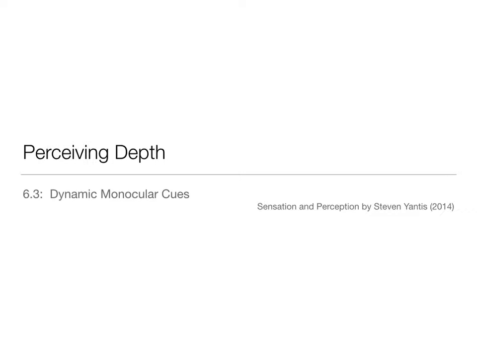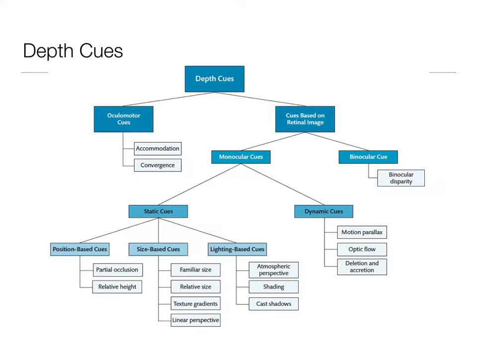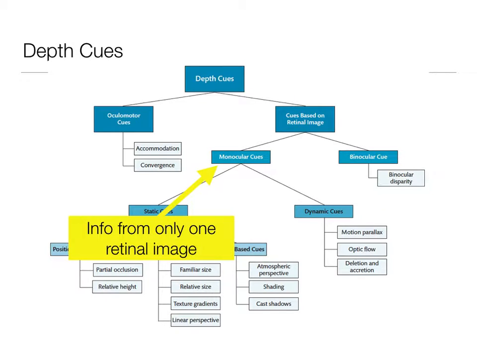Dr. Atchison here. We're still talking about Chapter 6, Depth Perception. This is our third lecture, on dynamic monocular cues. So we've already covered ocular motor cues in the first video, and static monocular cues in the second video. Now we're on to dynamic monocular cues. Again, this is information that's only coming from one retinal image, so one eye by itself, or each eye by itself. And this is information about movement.